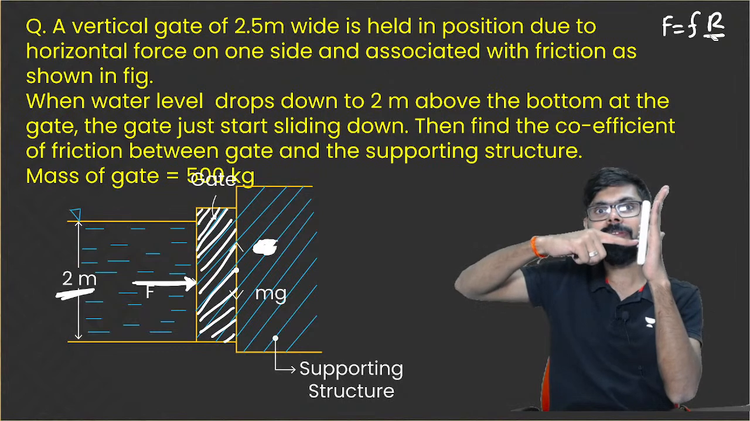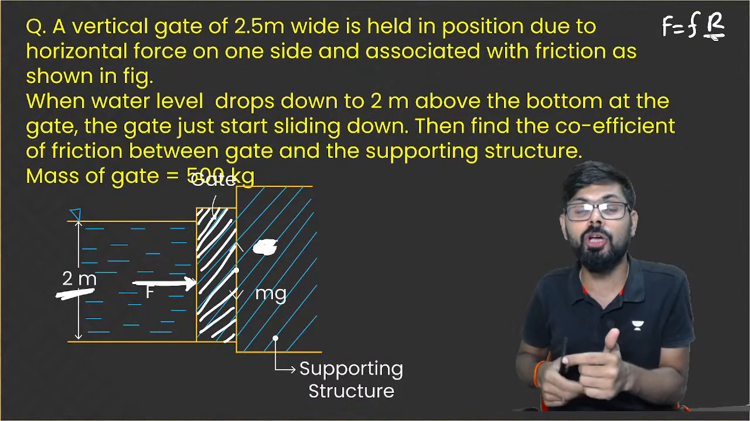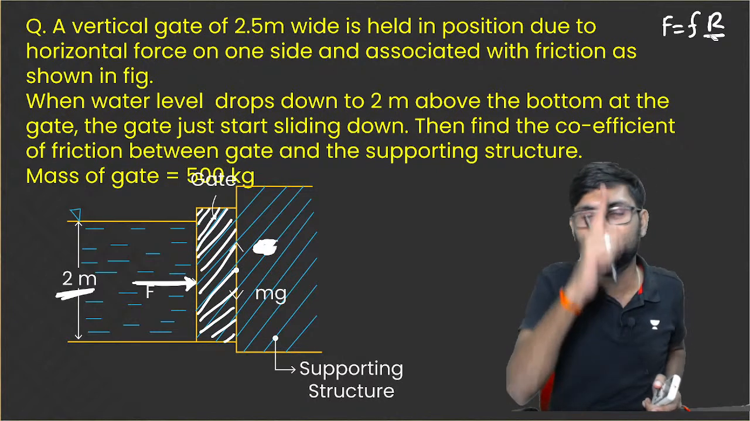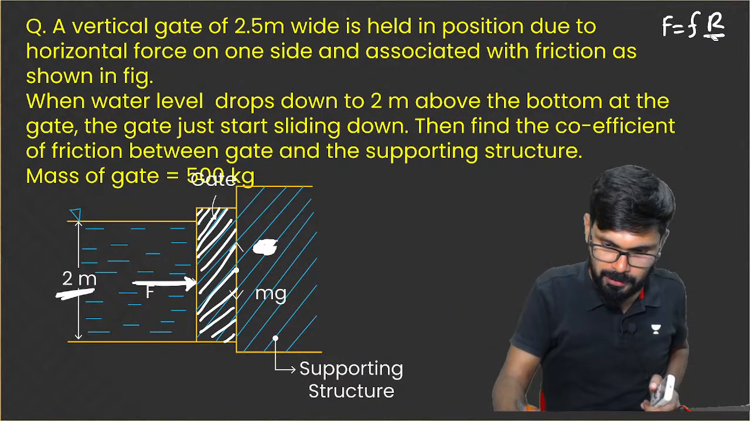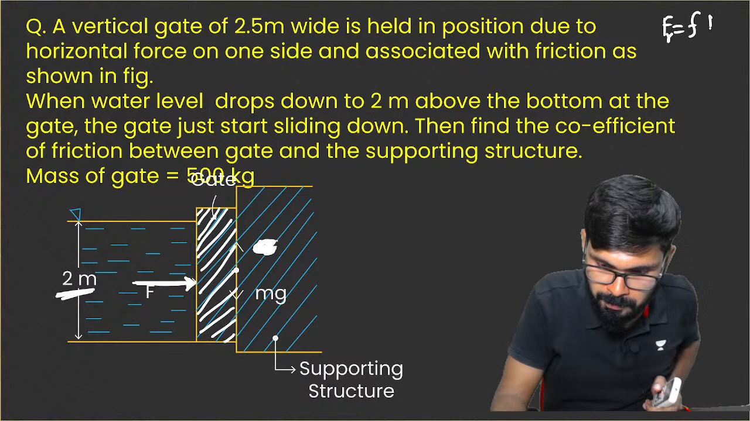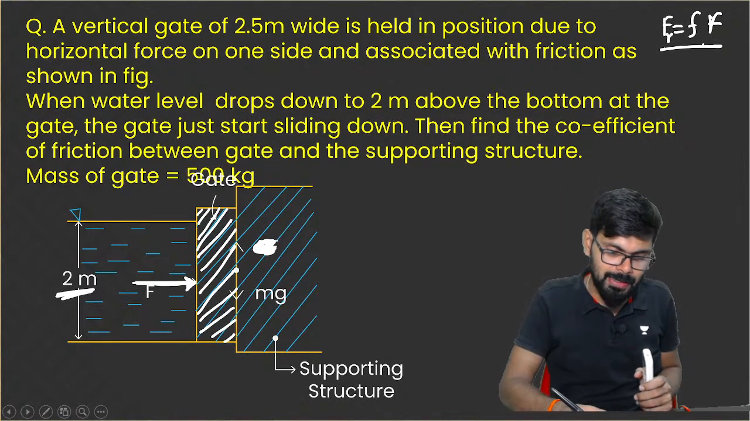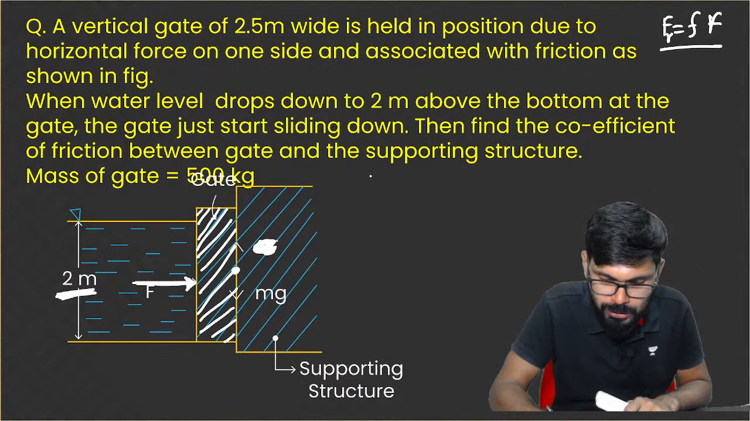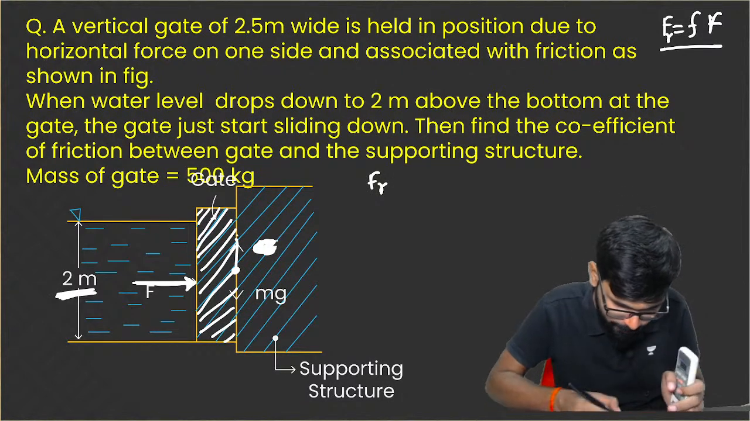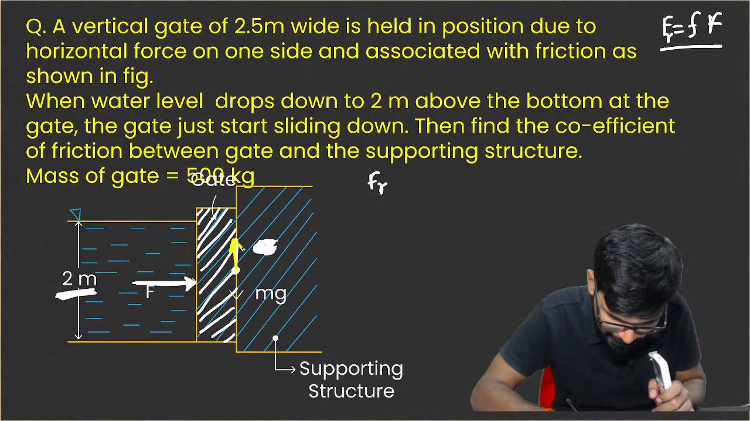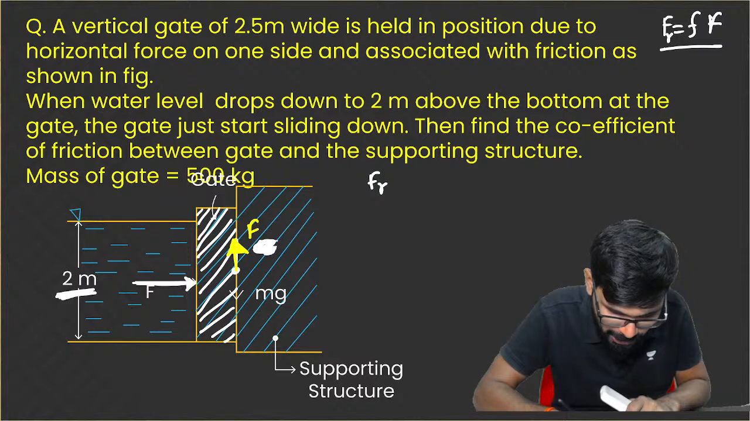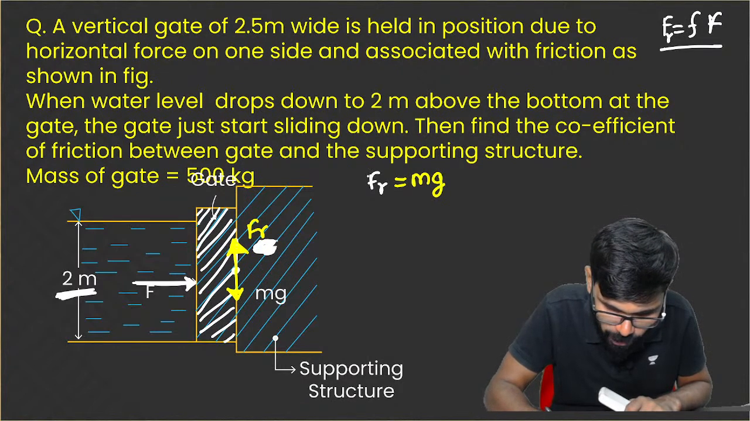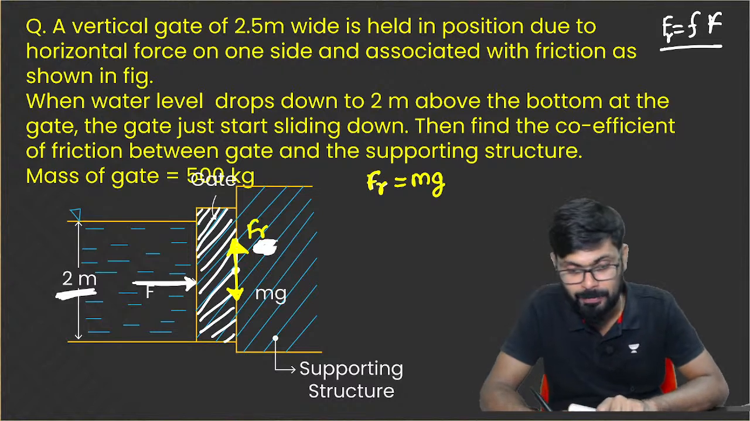If F decreases, then after some time it will start sliding. When it is about to slide, mg and this friction force are going to be equal. I'm writing this as FR. So at sliding, when the water is at 2 meter height, it is about to slide. This FR, this is a rank deciding question: FR is equal to mg at the sliding condition.